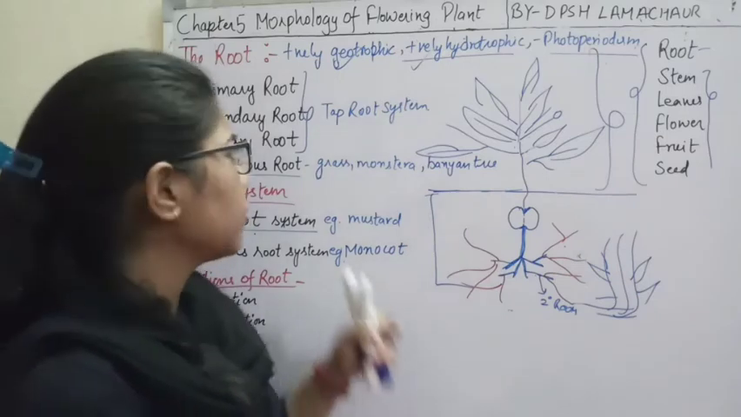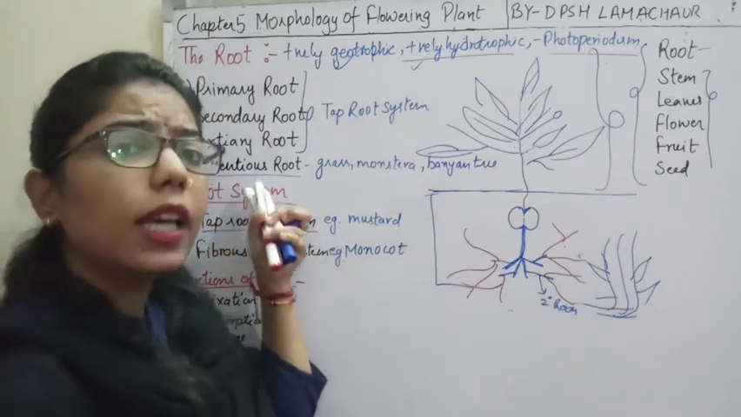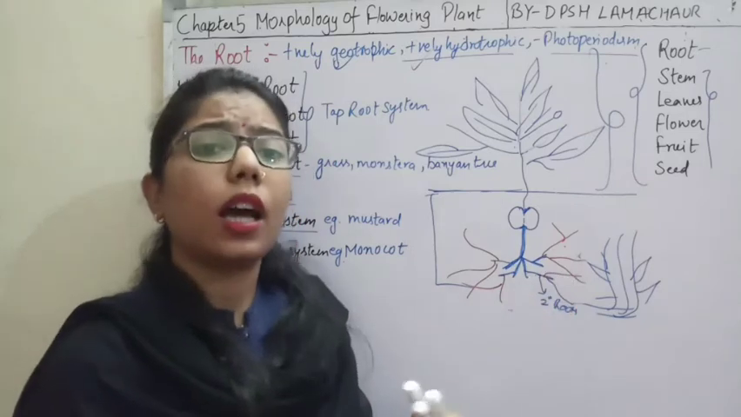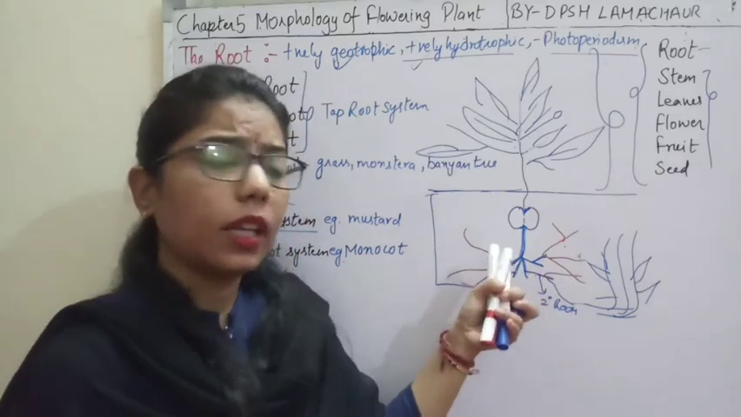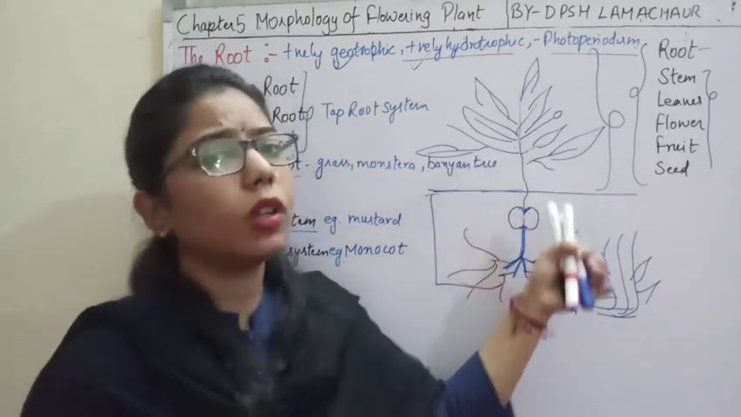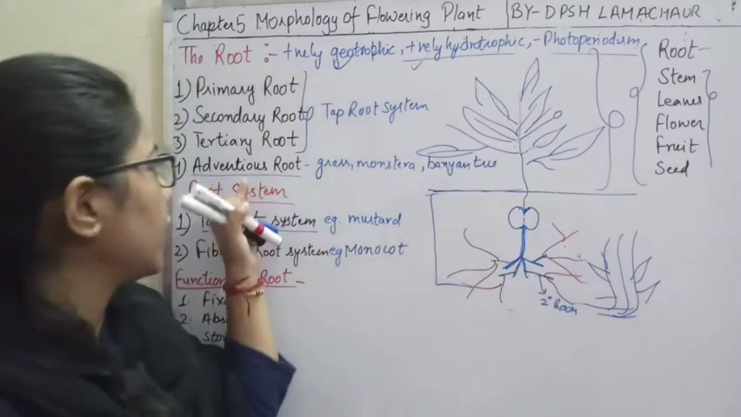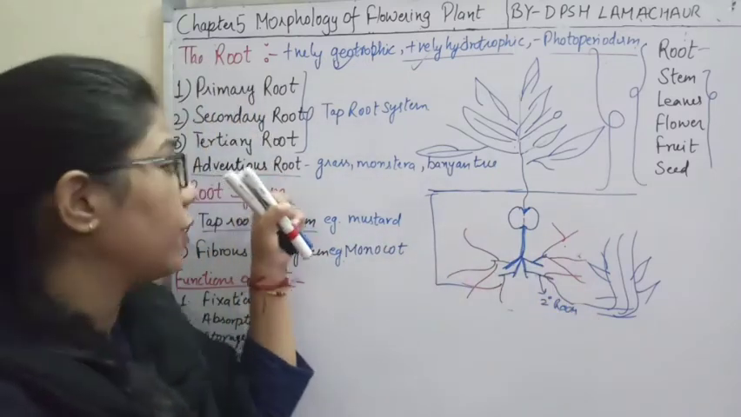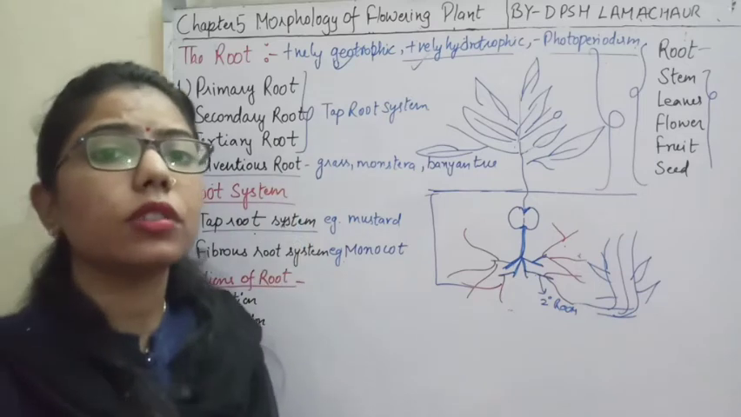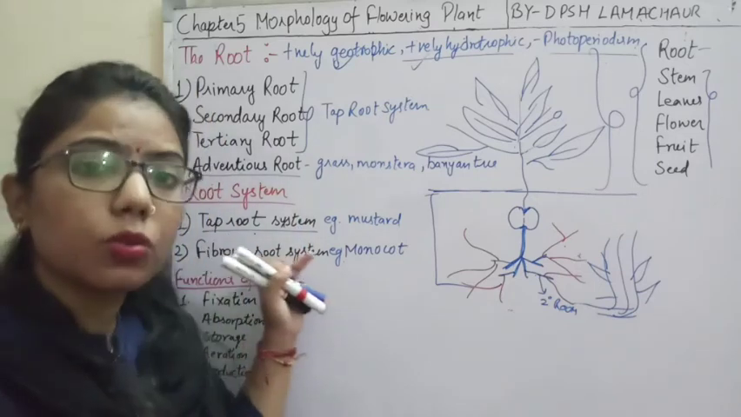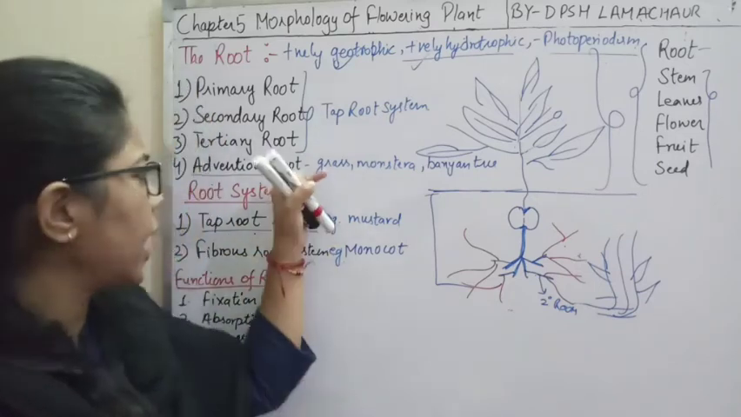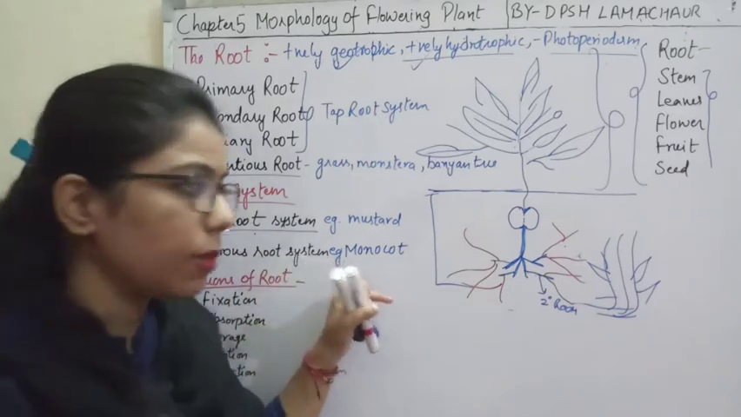Okay, so that's why we are saying adventitious. It means that along with the radicle, roots can grow from anywhere on the plant, and that's why we are saying adventitious root. One example of this adventitious root is the fibrous root system. In this adventitious root, the fibrous root system is present.